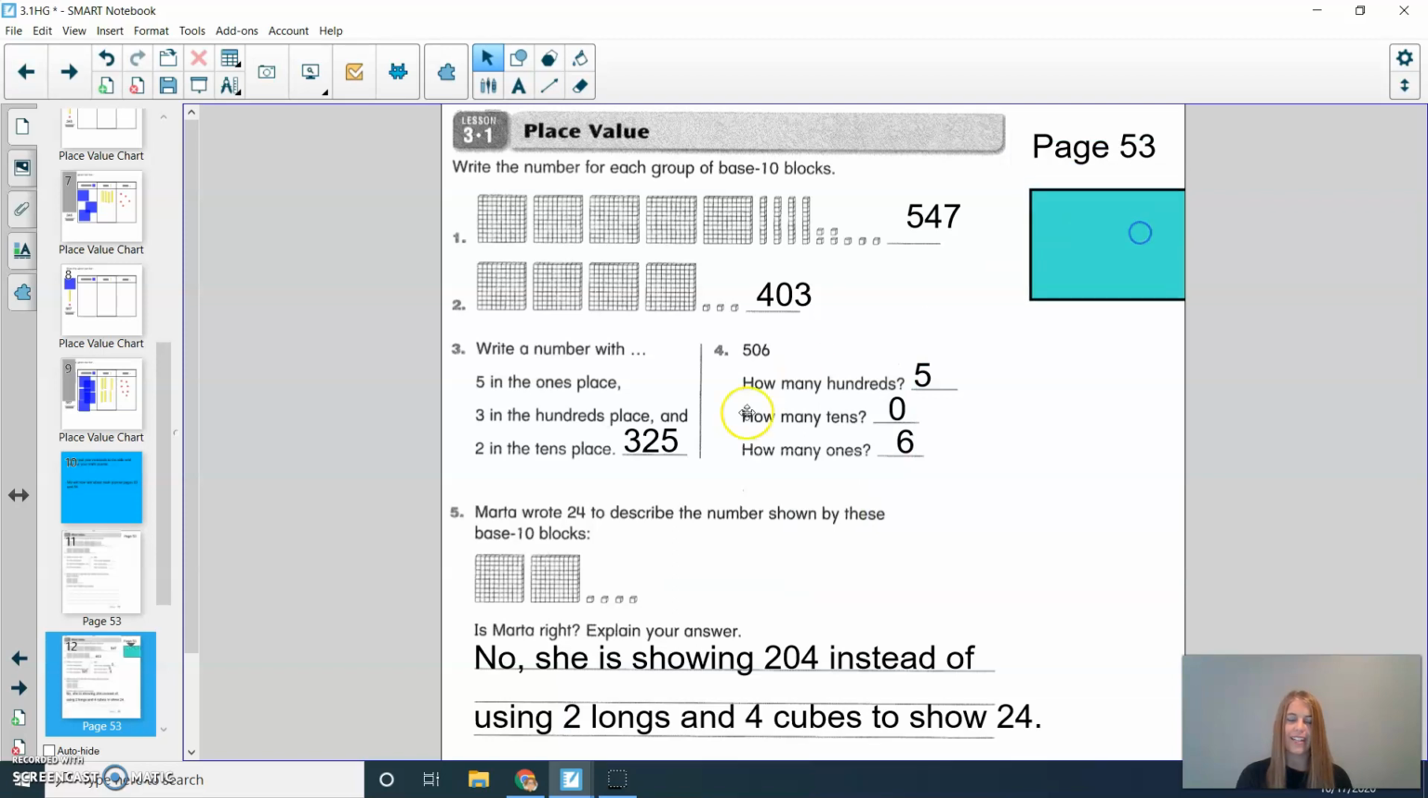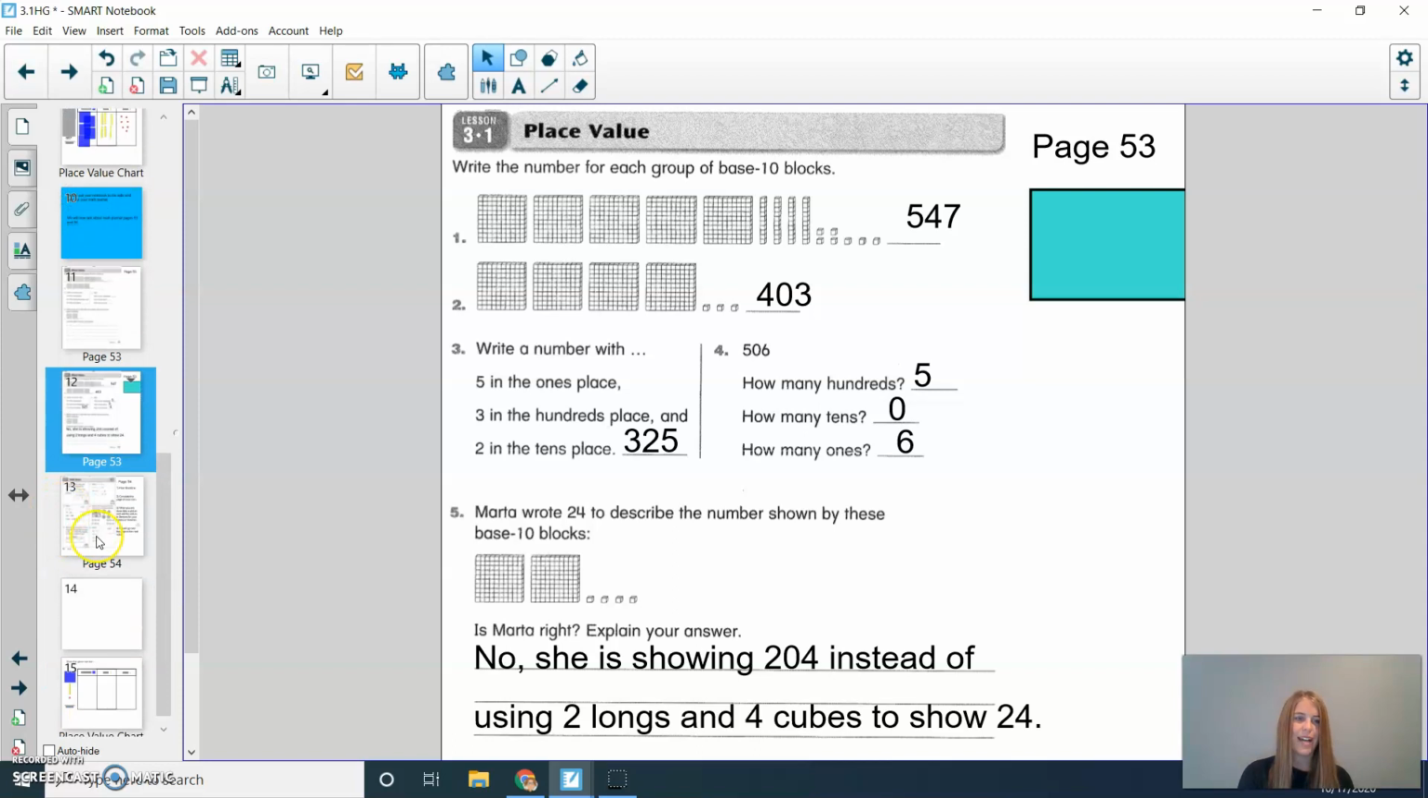She is not right. Looking at what she is showing, she's showing the number 204. Instead, she should have used 2 longs and 4 cubes to show the number 24. If you have any questions on this page, you can ask your classroom teacher, but otherwise we will work on place value again in future lessons.